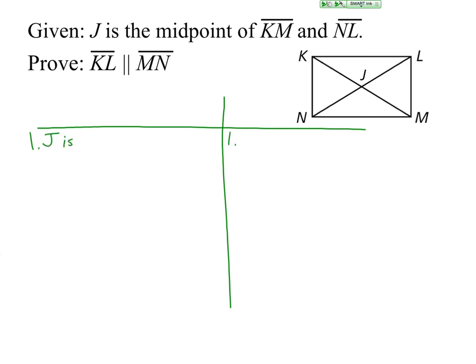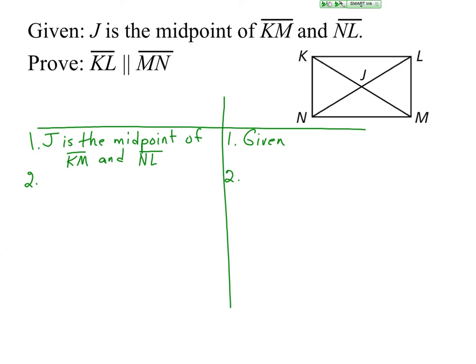J is the midpoint of segment KM and segment NL. Okay, we need to interpret. What's that mean? John, what's that mean? That bisects KM and NL.